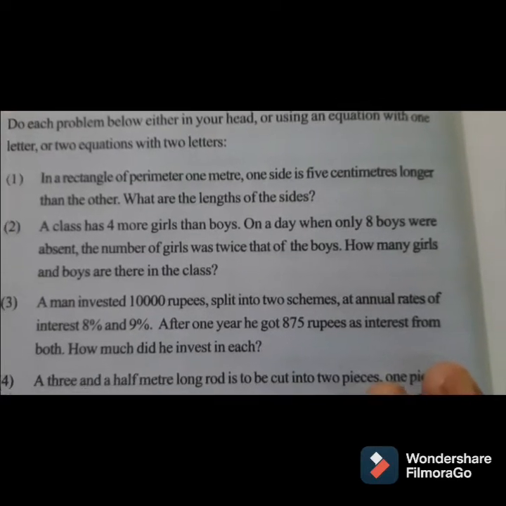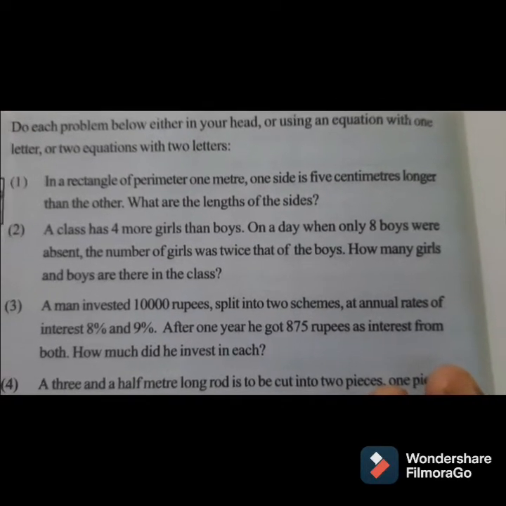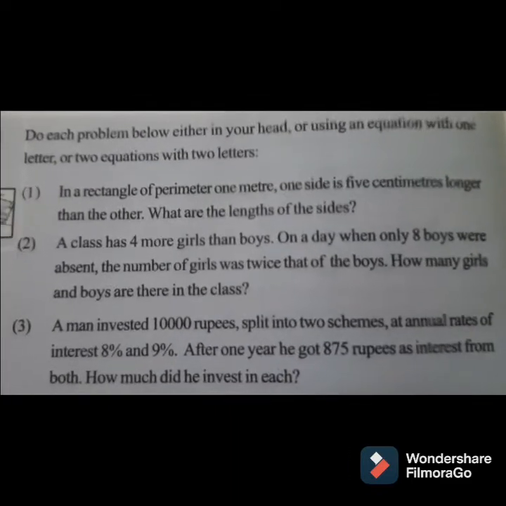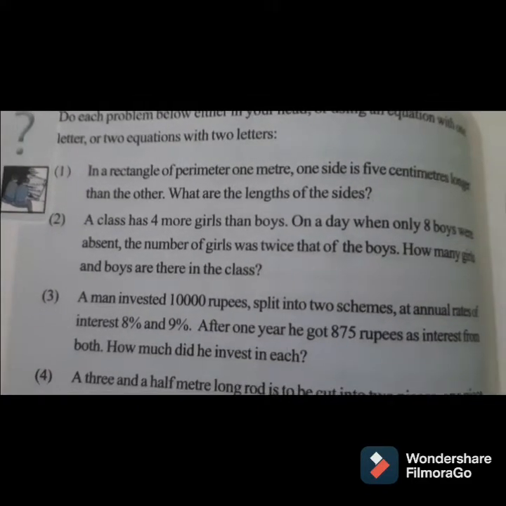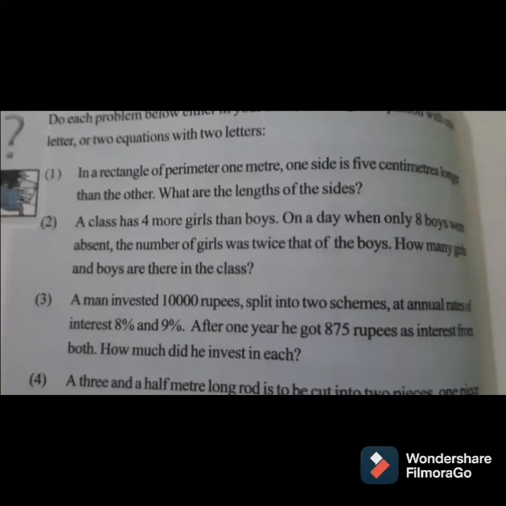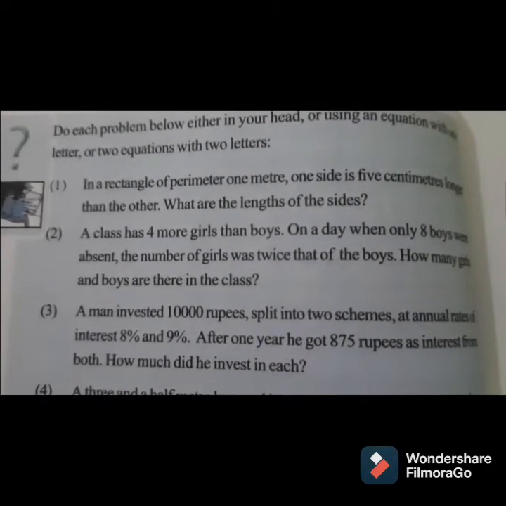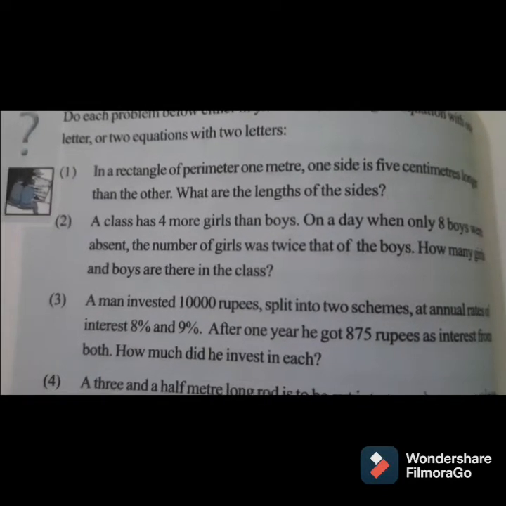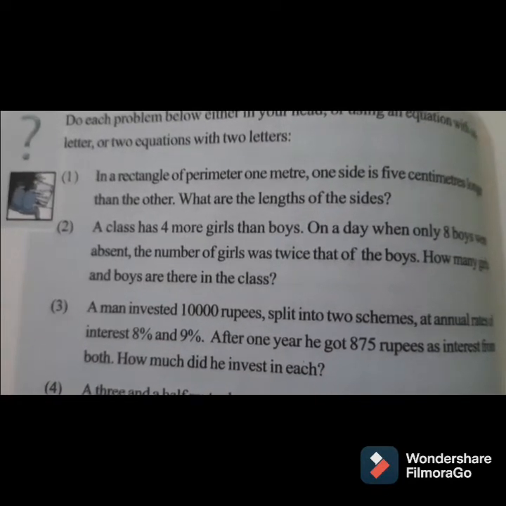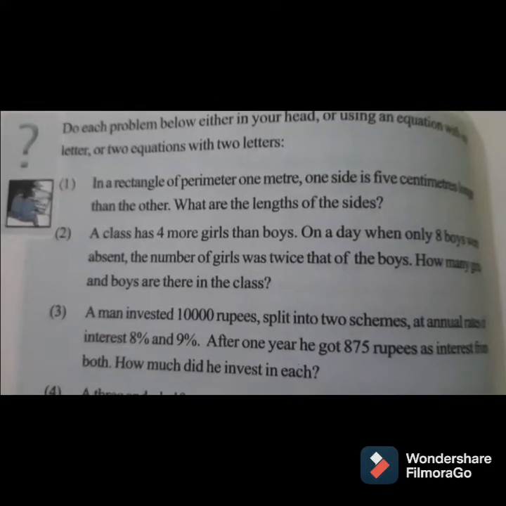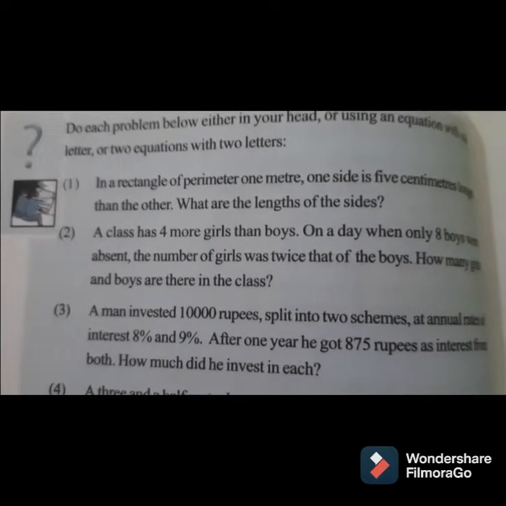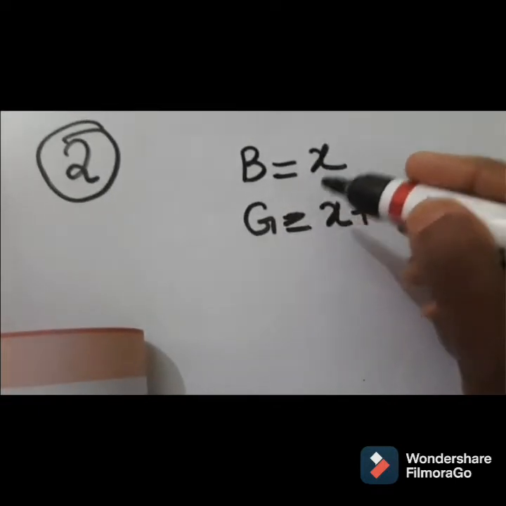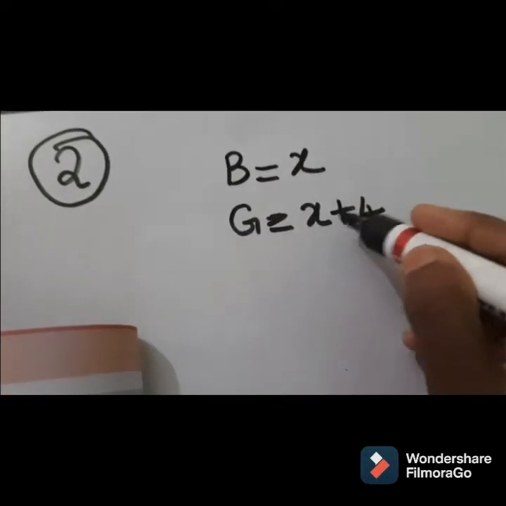First we understand the question. So read the question again. Then each and every line you understand. So in the first line, a class has 4 more girls than boys. That is, the girls are compared with the boys. So we can write boy is x and girl we can write x plus 4.